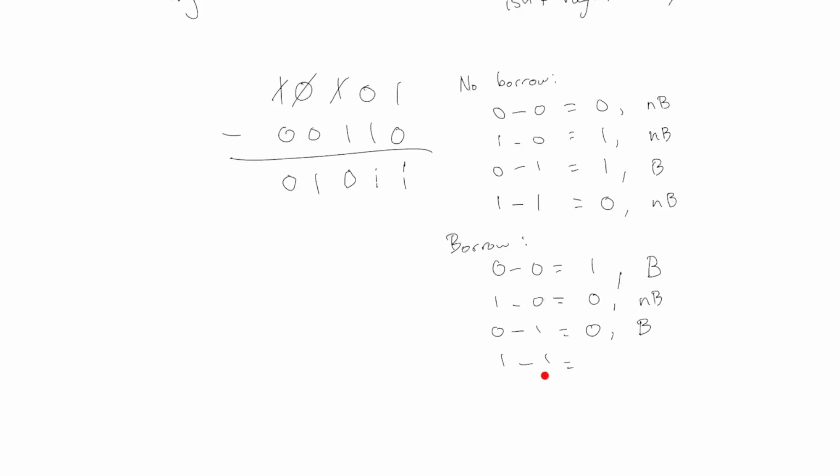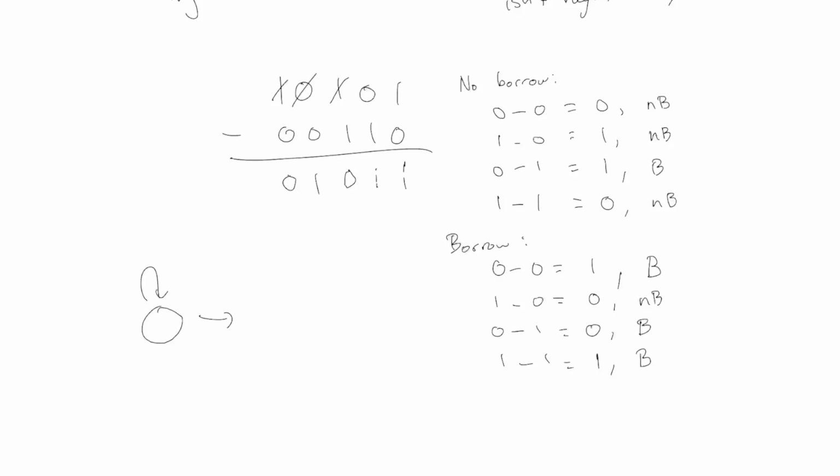And then finally, 1 minus 1, if this were borrowed, then it's really like a 0 minus 1. I have to borrow, which makes it a 2 minus 1, which gives me an answer of 1 with a borrow. I hope that those are all right, but this is how I think of these. If those make sense, you can translate these directly into the diagram.